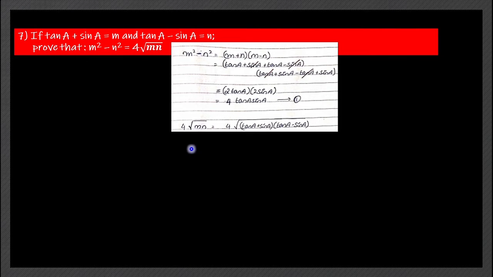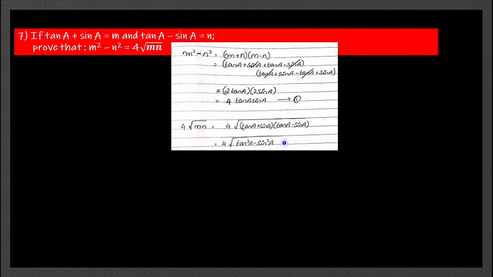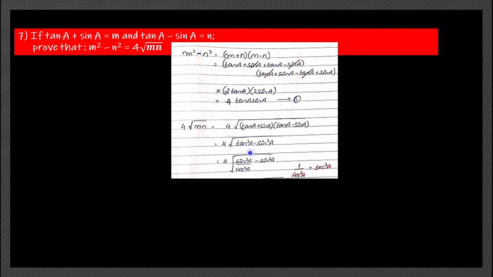Later we have 4 root mn, which is equal to 4 root of tan A plus sin A into tan A minus sin A. It is in the form of a plus b into a minus b, where we can write it as a square minus b square. So in the next step, tan can be written in the form of sine and cos using our quotient relations. 4 into sine square A divided by cos square A minus sine square A the whole root. So we know 1 by cos square A is secant square A.